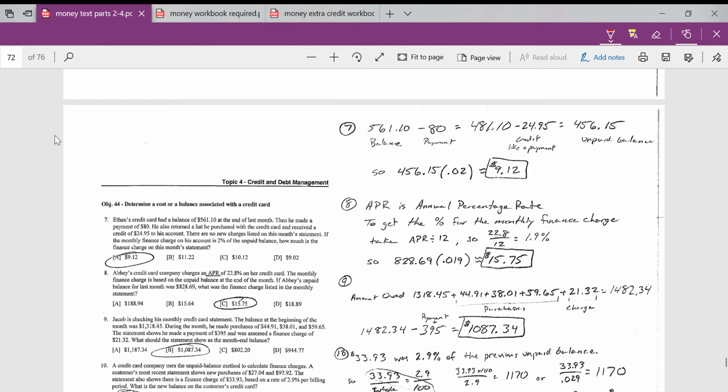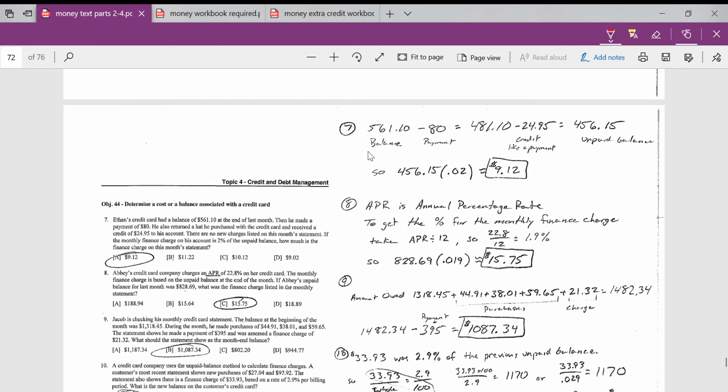If the monthly finance charge on his account is 2% of the unpaid balance, how much is the finance charge on this month's statement? So the finance charge means the extra amount that you owe. It's like the interest that you need to pay back. So credit card companies, that's how they make their money. They're going to let you use a credit card, but if you don't pay off the whole thing, they're going to charge a percentage that you owe them. So let's just take a look at the steps here.